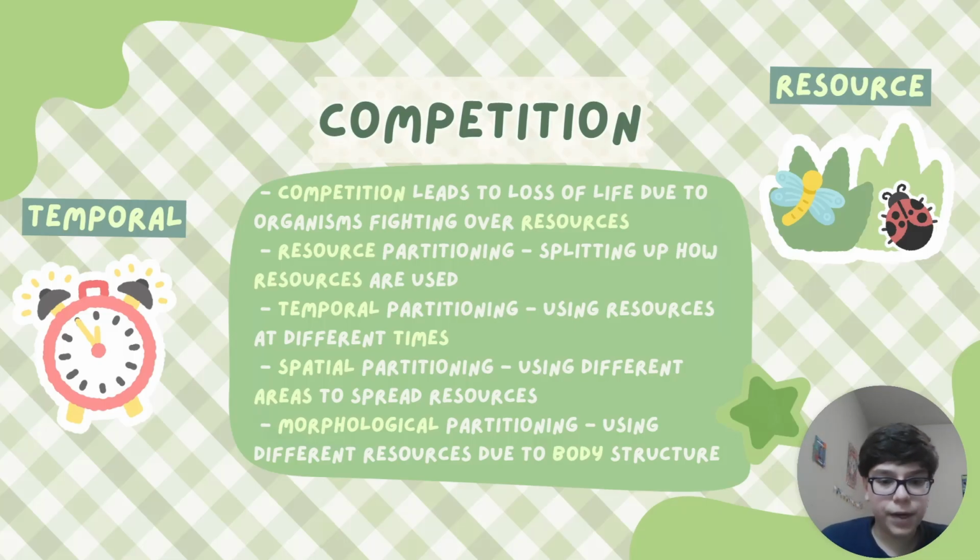Our third way is spatial partitioning. This is when we use different areas to spread out resources. If everyone wants to eat carrots, there are 40 different types of bunnies. Then we'll put some carrots in the grassland so those bunnies can have their carrots, put some in the plains, and so on. Keep spreading them out so that we can reduce the amount of competition for that resource.